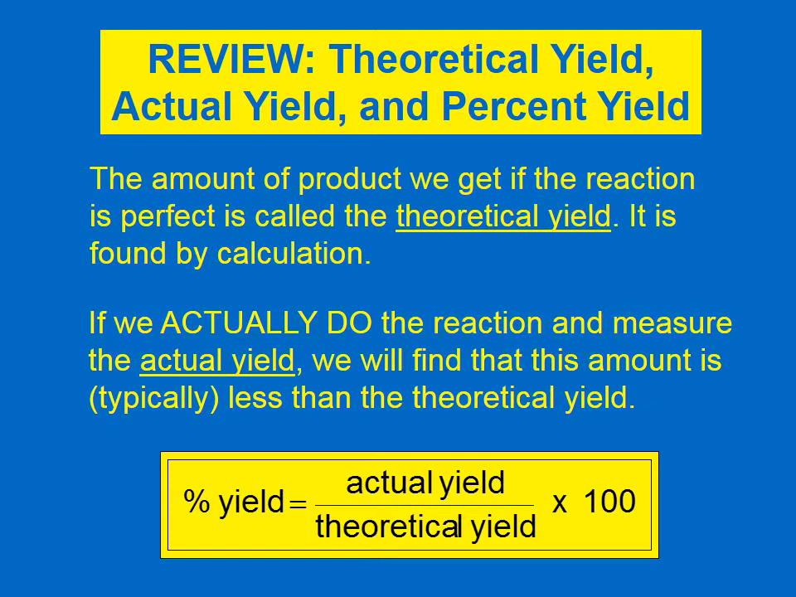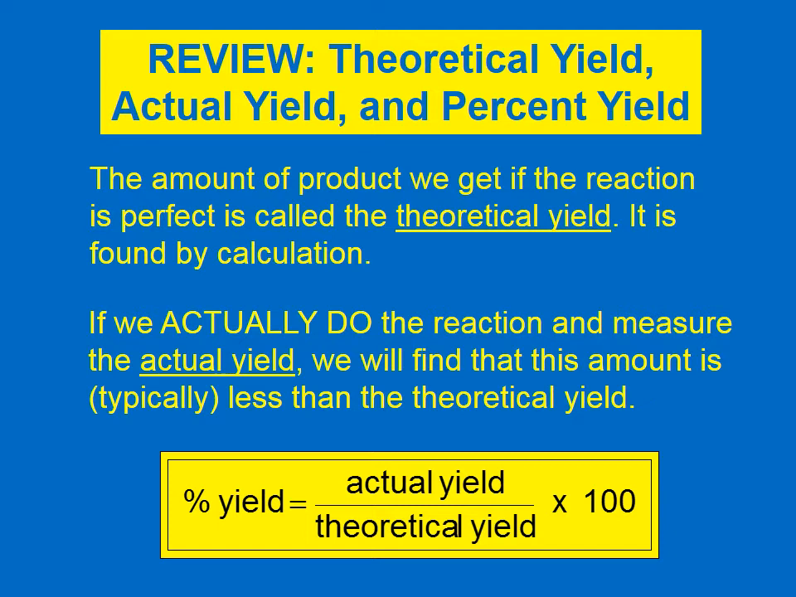Let's review theoretical, actual, and percent yield. The amount of product we get if the reaction is perfect is called the theoretical yield. It is found by calculation. If we actually do the reaction and measure the actual yield, we will find that this amount is typically less than the theoretical yield. And at the bottom of the screen here, the percent yield is simply the actual yield that we get divided by the theoretical amount that we should have gotten if we were perfect.